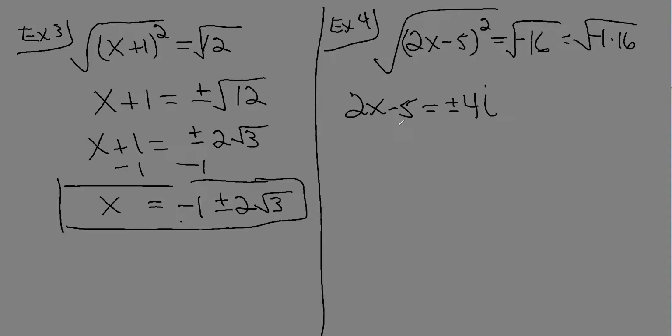Then what's left to do is to add 5 to both sides. If I add 5 to both sides, remember I do not add it to the 4i in any capacity. Those are unlike terms anyway. So then I bring down the 2x, and that's going to equal 5 plus or minus 4i.